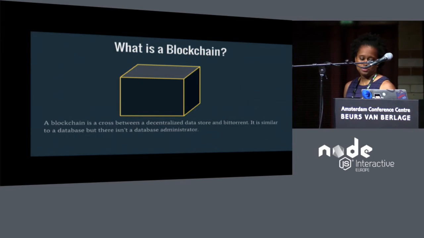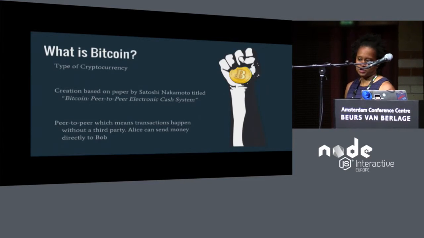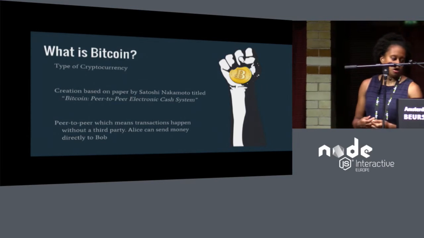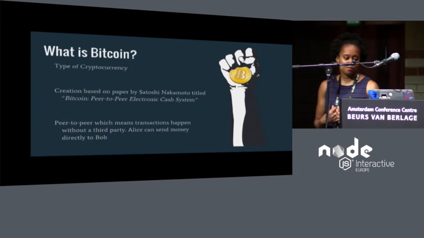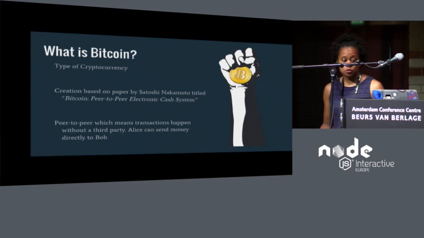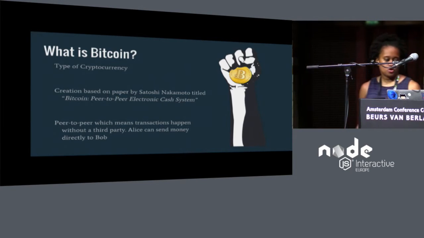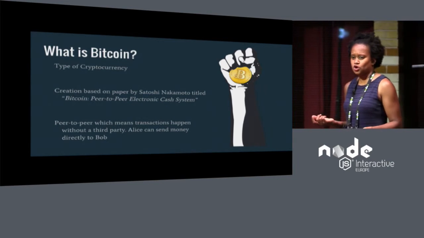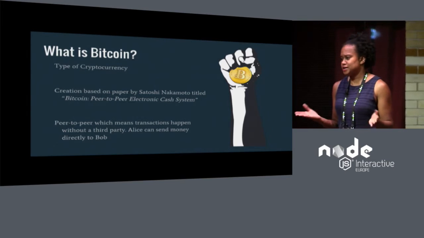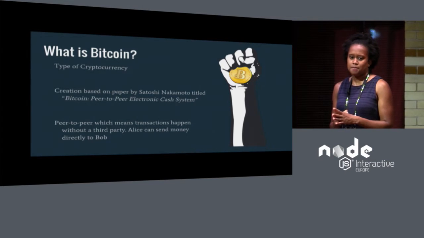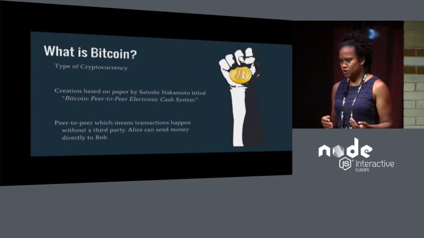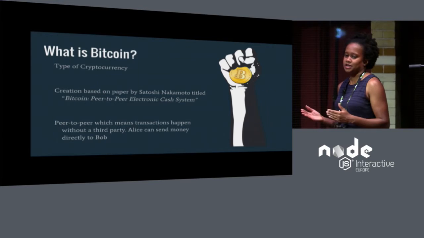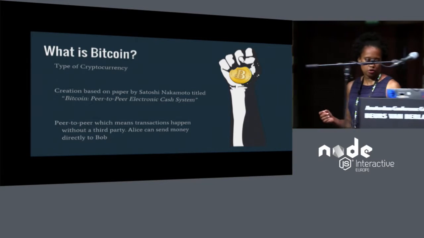A blockchain is not to be confused with Bitcoin. Bitcoin is a type of cryptocurrency. It was a creation based on a paper by Satoshi Nakamoto named Bitcoin Peer-to-Peer Electronic Cash System. This is not the first time that cryptocurrency came about. You can find examples of cryptocurrency back in the 1990s and early aughts. But this was the first time where you had the theory and you also had the technology go together.